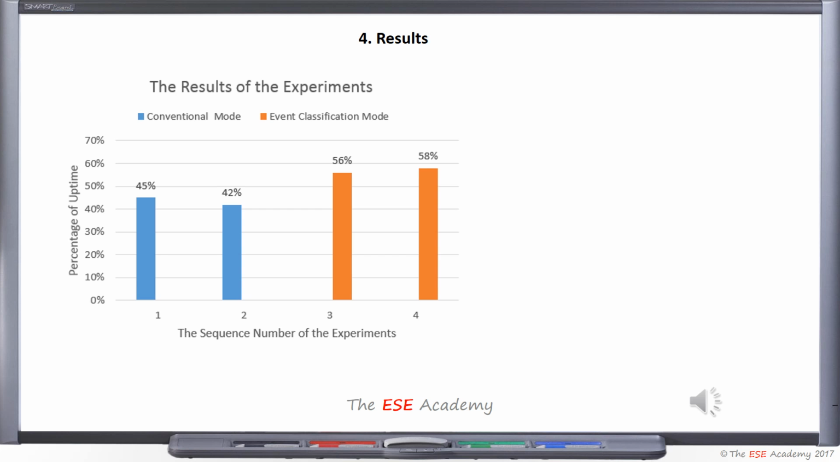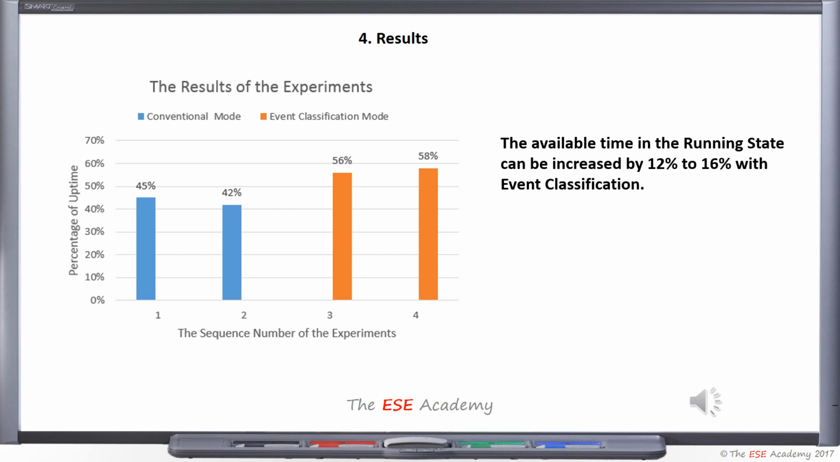This graph shows that the available time in the running state can be increased by 12 to 16% with event classification. Although the results disprove the hypothesis that event classification can increase available time by 20%, the increase of available time by 12 to 16% still proves that event classification is an effective tool to improve the performance of an automated machine.